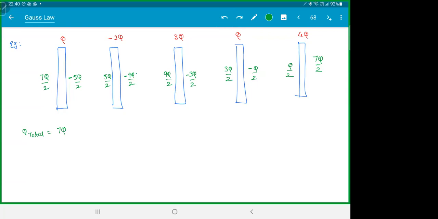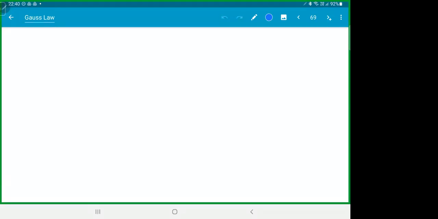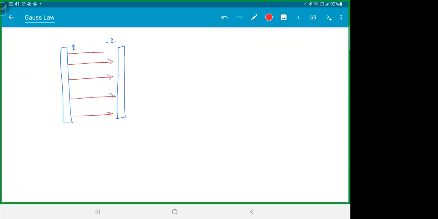Understood how everyone how to do parallel plates? हाँ Rishi, clear ना? Now, if you take a parallel plate and let's say the charge is q and minus q, remember there'll be field lines in the middle. कितना होगा field? These are parallel plates, right?